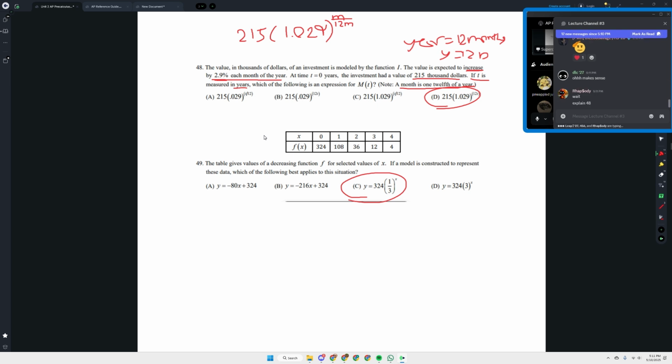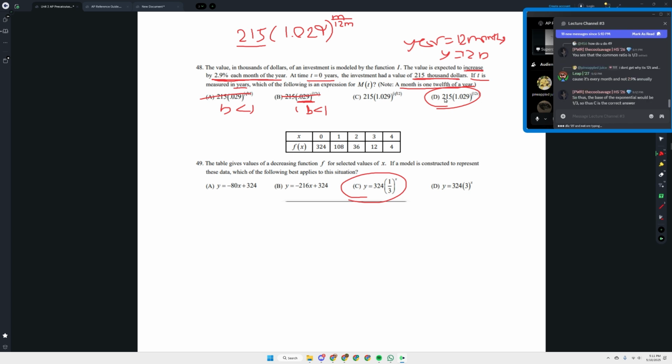Explain 48. Once more, okay. So first, you have the initial value, t is equal to 0 at 215. Boom, okay? Then, expected to increase by 2.9% a year. That means it can't be A or B, because that would be decreasing, because B is less than 1 for both of these. So it can't be these.